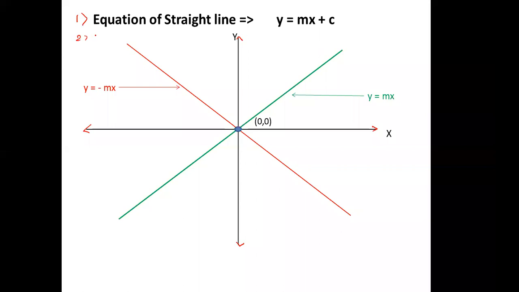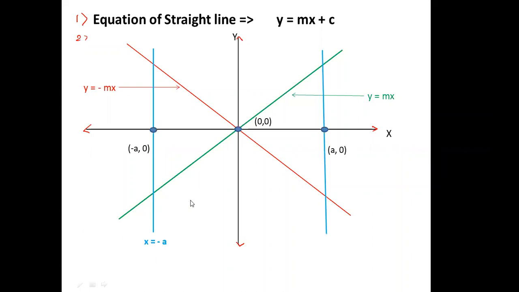Now, secondly, we will see the next point on the y-axis. Similarly, the equation is x equal to minus a, similarly plus a, 0, which is parallel to the y-axis. This is another straight line. Then next, the third point, 0 minus b, which is parallel to the x-axis.